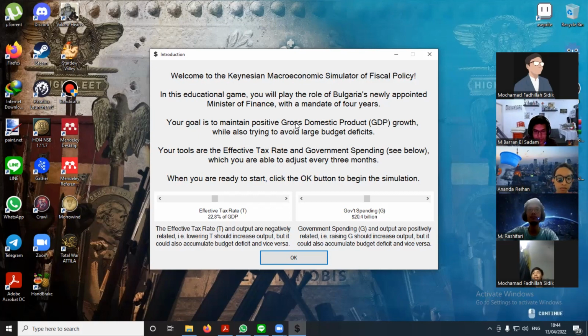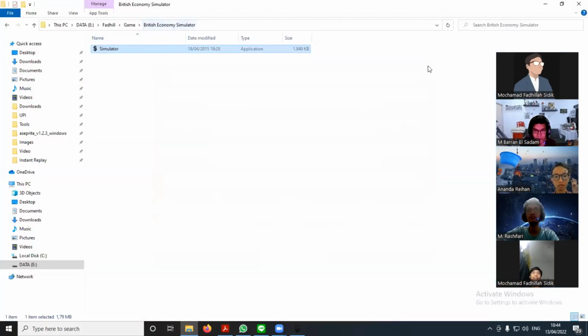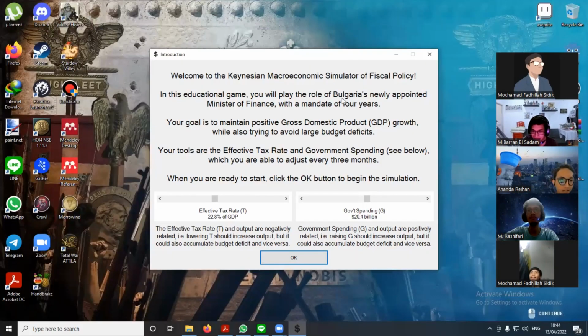Anyway, in this educational game, you will play the role of Bulgaria's newly appointed Minister of Finance. Oh, that's weird. I could have sworn the title of this is called the British Economy Simulator, and yet somehow we're assigned to Bulgaria. But anyway, your goal is to maintain positive GDP while also trying to avoid large budget deficits.